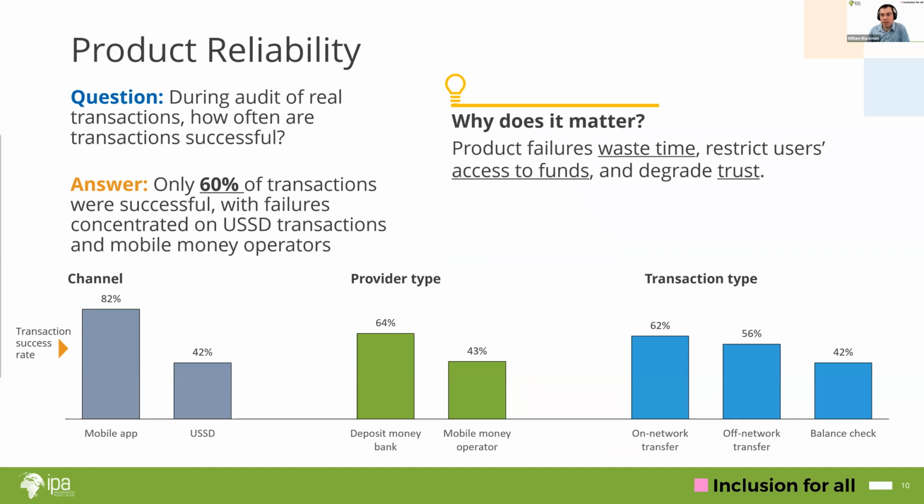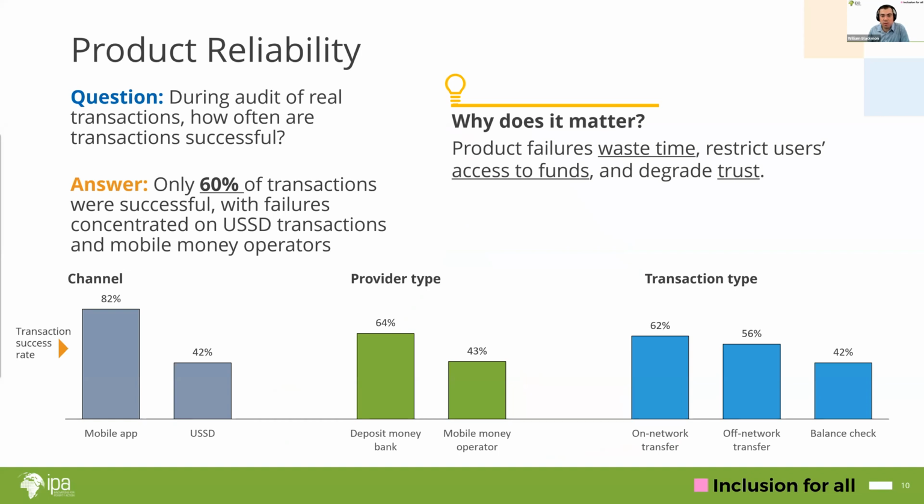So starting off with product reliability, our primary question here is to really understand how often transactions are successfully carried out and how often they fail, for example, because of network downtime or other technical issues. This is clearly an important issue. Failed transactions waste users' time. They can temporarily restrict users' access to their own funds. And these types of issues also degrade consumers' trust in financial products, which can be a significant barrier to the financial inclusion goals that were discussed earlier.